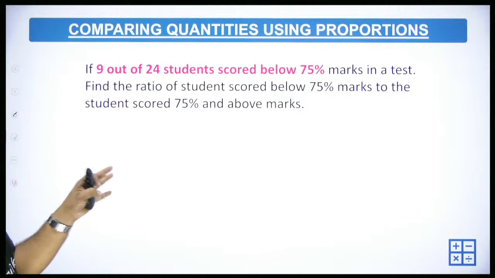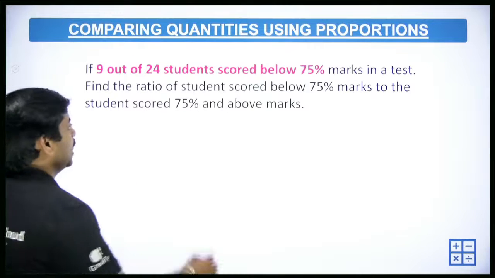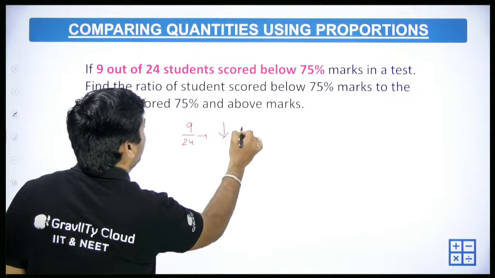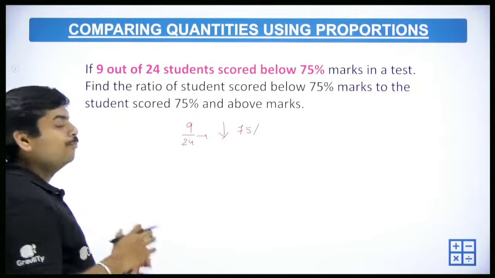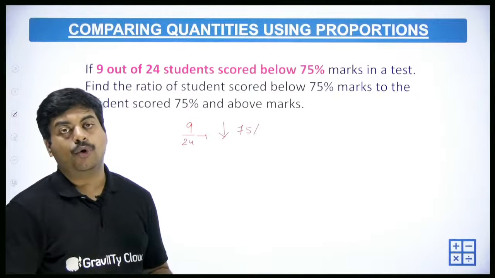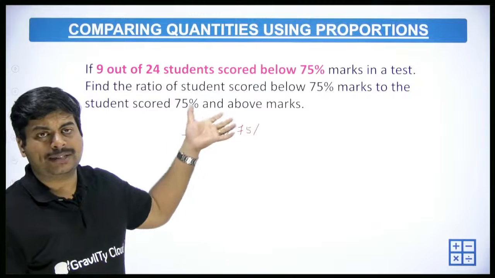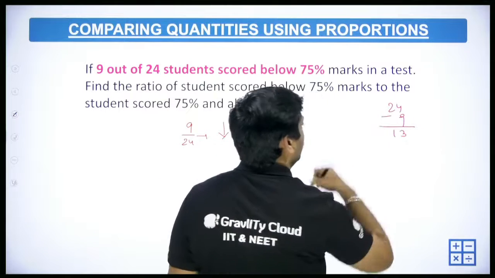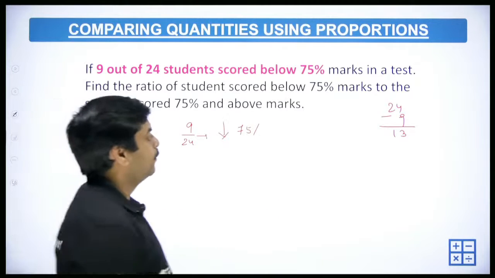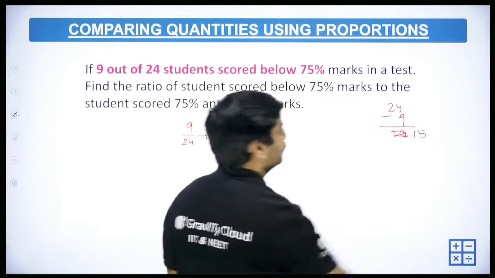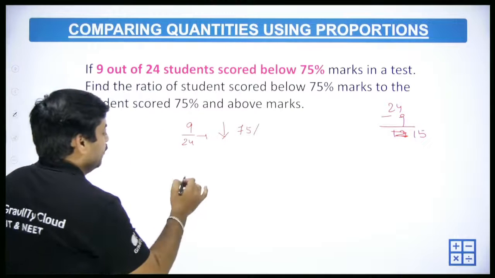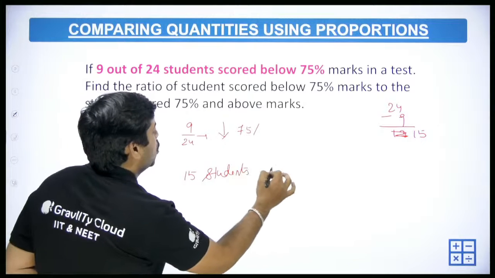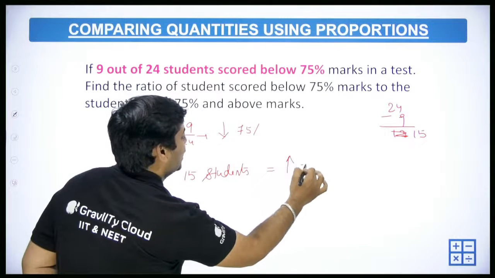Let's try one more. If 9 out of 24 students scored below 75%, so 9 out of 24 got below 75%. Now tell me, how many students are there who got more than 75%? 24 minus 9, which is 13, right? Not 13, sorry, 15. It should be 15. So we have 15 students who scored equal to or greater than 75%.